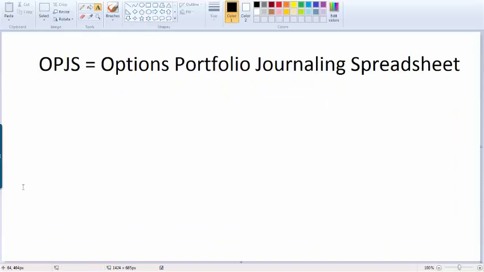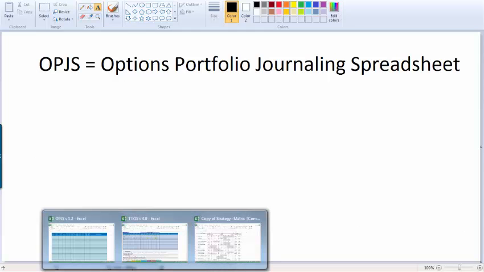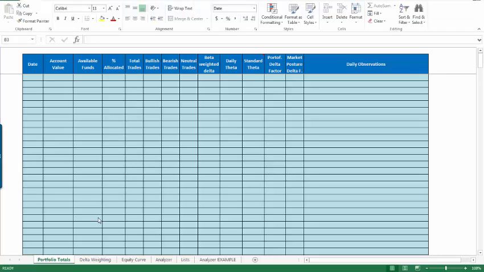Now, the idea behind the OPJS, the options portfolio journaling spreadsheet, and this is a little bit of a newer document. It was an old daily journaling document that I had, and we've been working on it lately. We're going to put a lot more into it. The idea here is to get a feel for what your portfolio is doing. One thing that I have seen over the years is that students and new traders don't have a grasp on their overall portfolio risk.